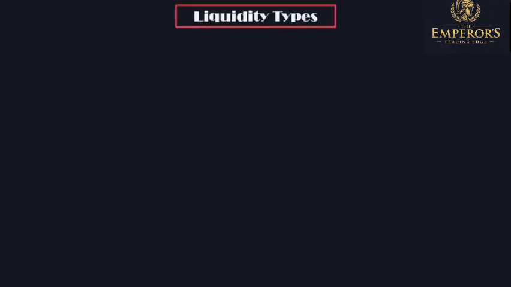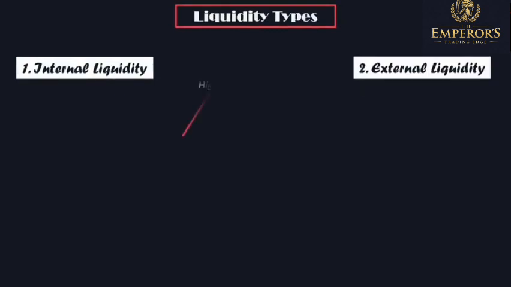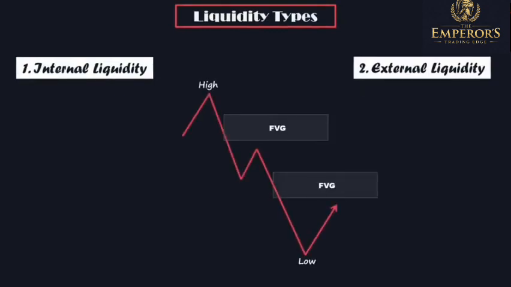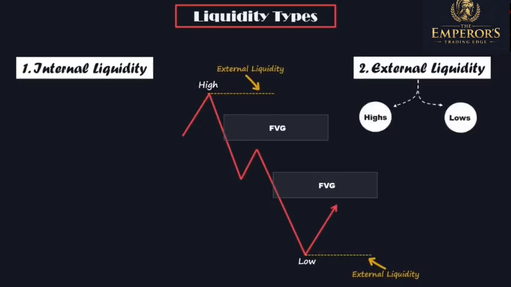Now, when it comes to liquidity, we categorize it into two types: internal and external liquidity. To better comprehend this, let's imagine a market structure like a rally wave, consisting of a high and a low. These highs and lows represent external liquidity. Essentially, external liquidity pertains to the highs and lows within a rally wave.